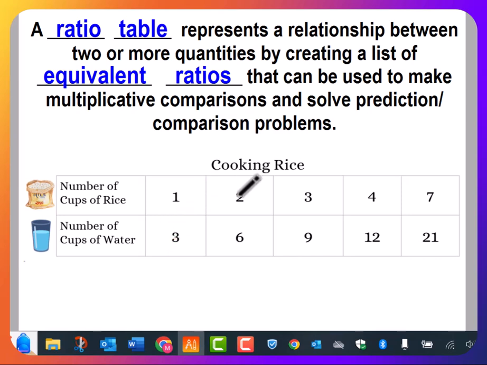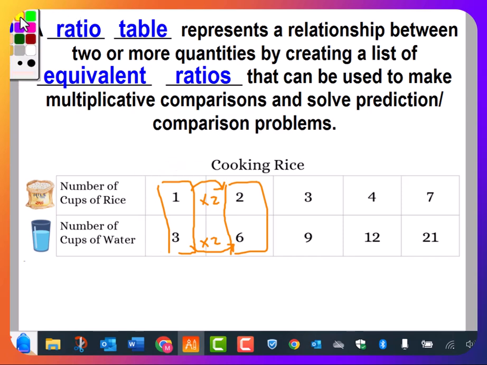Then we double that amount. So if we're going to double the amount of rice and do 1 times 2 to get 2 cups of rice, then we have to double the amount of water as well. And 3 times 2 would give us the 6 cups of water. This 2 to 6 is equivalent to this 1 to 3, because if you were to simplify this 2 to 6, it would equal the 1 to 3 ratio.